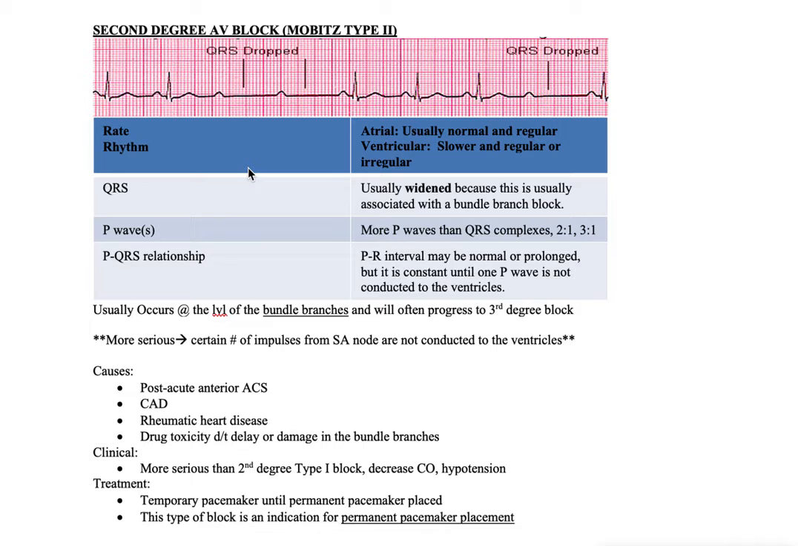It usually will occur at the level of the bundle branches, right? Now this guy is not good, okay? A Mobitz type 2 usually progresses into a third degree, which is the worst type. Now, if there's a certain number of impulses from the SA node that are not conducted to the ventricles, then the more frequent those impulses are not conducted, the more serious this becomes.